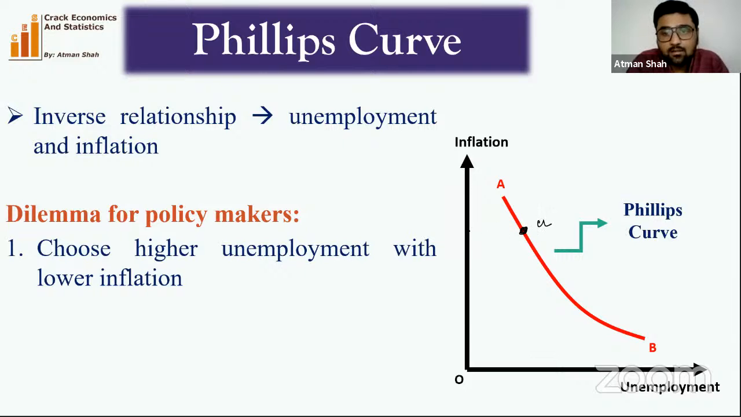Point A. So suppose inflation is OF, the rate of inflation is OF and the rate of unemployment is OG. Now suppose the policymaker wants to reduce the inflation, so from OF to OH.